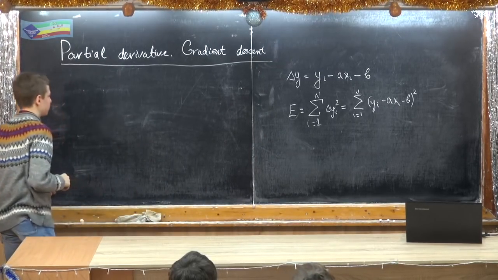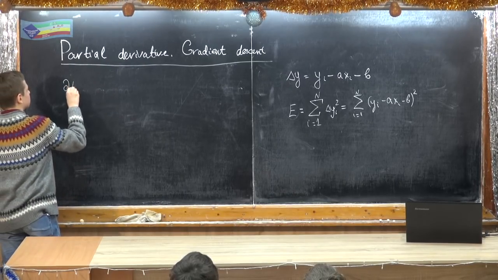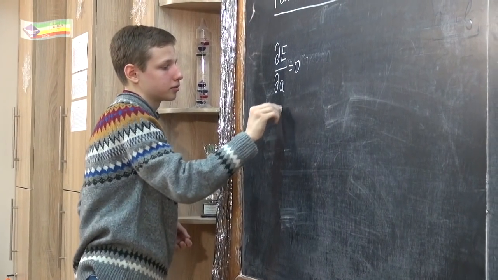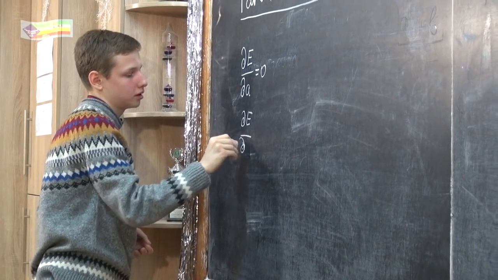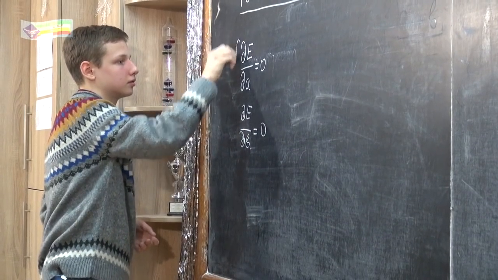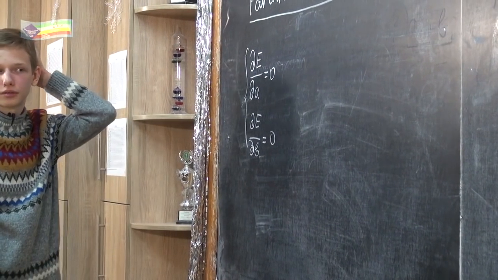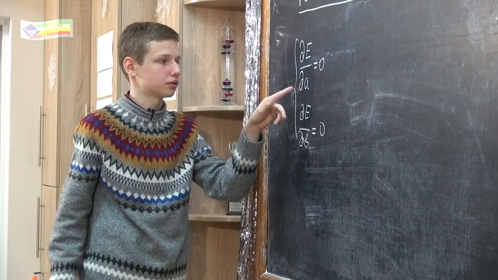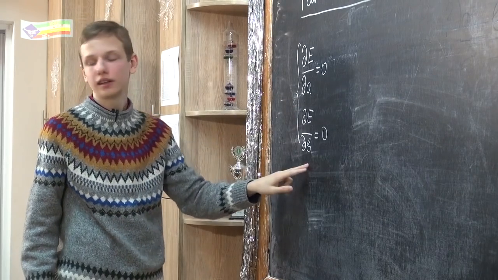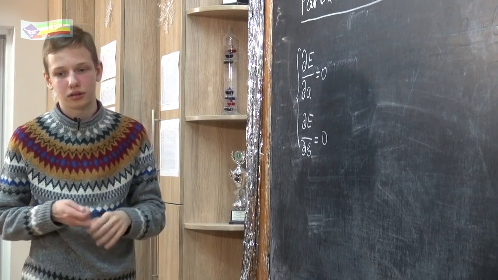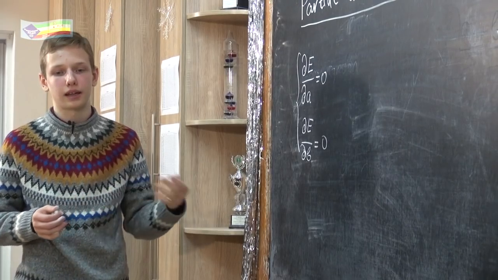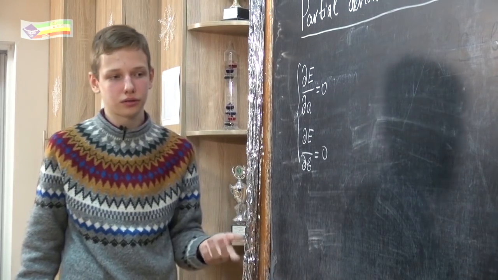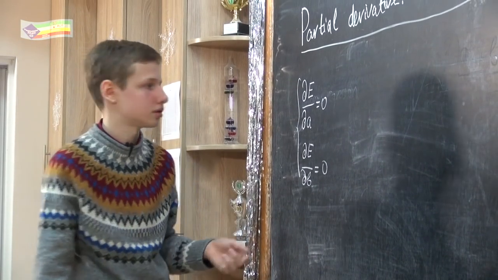So as you remember, Fermat's theorem states that partial derivatives with respect to each parameter must be equal to 0. Firstly, let's take partial derivatives with respect to parameters a and b, and then I'll rewrite the formula because we'll end up with just a system of linear equations.